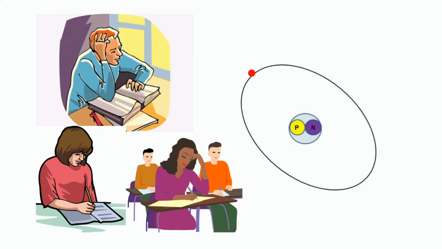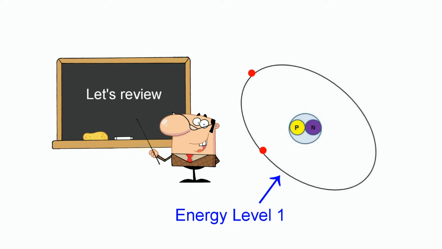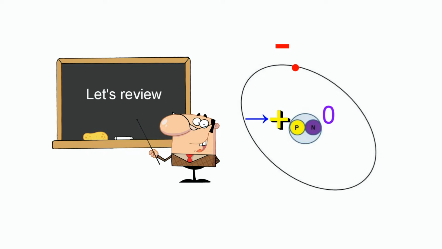Okay, is all of this beginning to sound familiar to you? Well, just to make sure, let's recap. The proton and the neutron are located at the center of the atom and are called the nucleus, while the electron, according to the solar system model, orbits the nucleus, and the orbit is called an energy level. We also know that the proton has a positive charge, the neutron has no charge, and the electron has a negative charge.